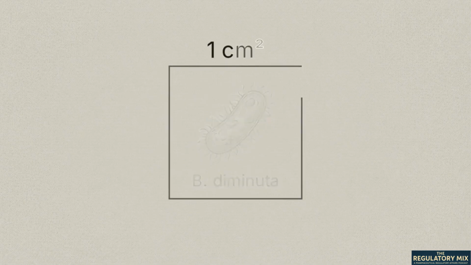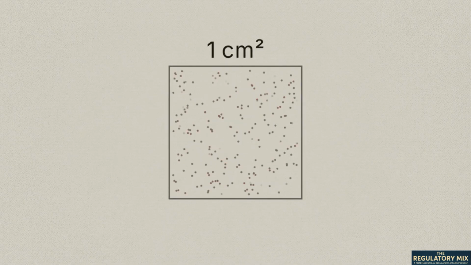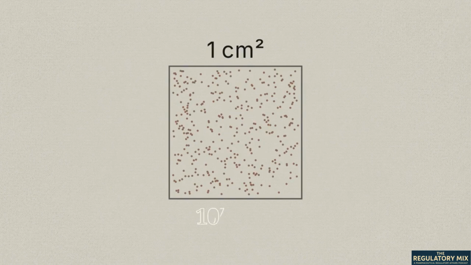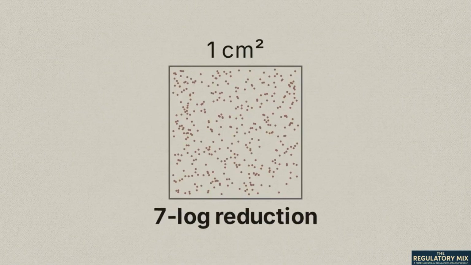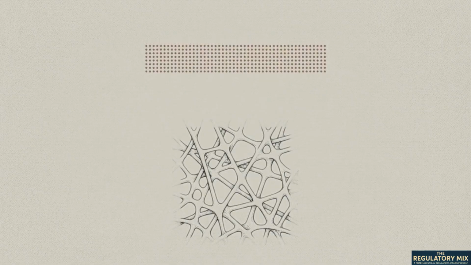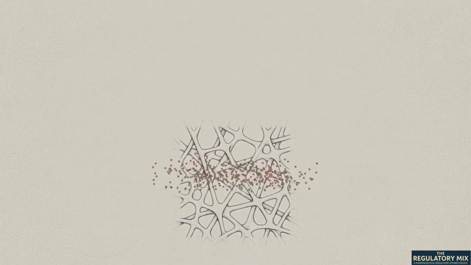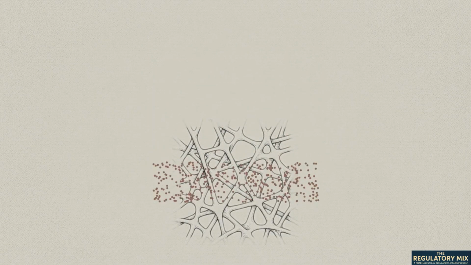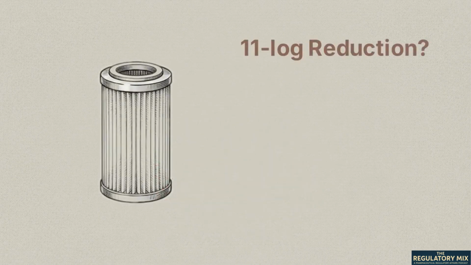standard for filter qualification. The baseline requirement for this test is a challenge of 10^7, or 10 million bacteria, for every single square centimeter of effective filtration area. This creates a 7-log reduction per square centimeter. If the filter is effective, 10 million bacteria impact the membrane, and 0 active bacteria emerge in the filtrate.